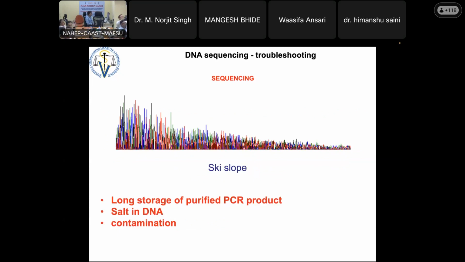And what you see here is a ski slope. Once you zip your sequence, you see that the sequence is going drastically down, and the quality of the sequence is reduced. So don't store your PCR product for a longer time, maximum half a month, 15 days, or you have a lot of salt in your DNA or different contaminations. So this is a typical picture of old PCR product that you are going to send to a company.